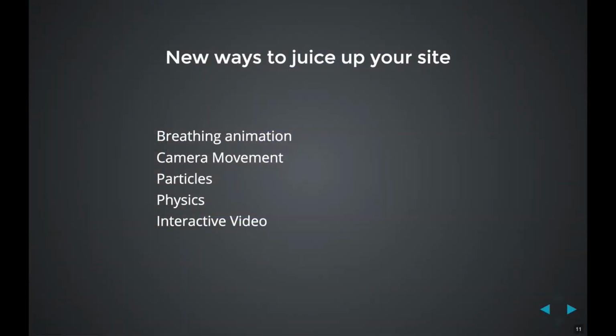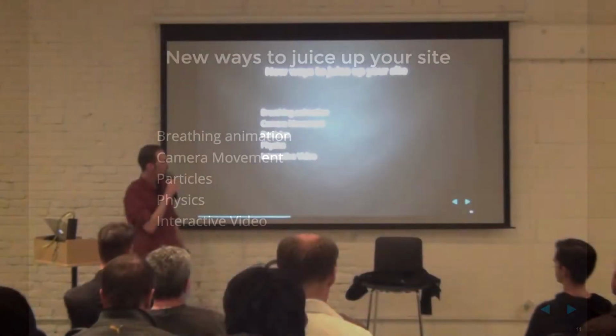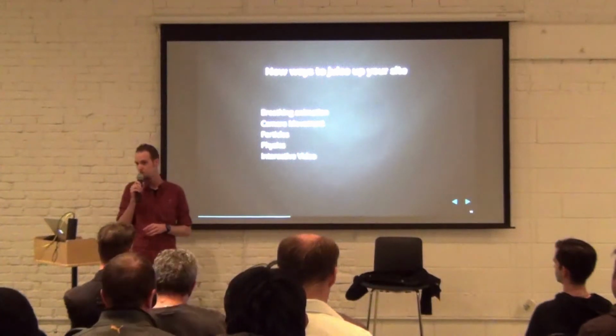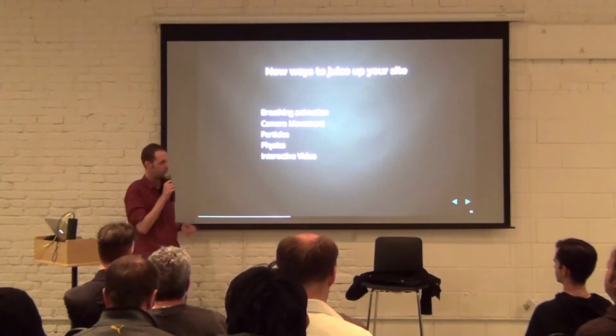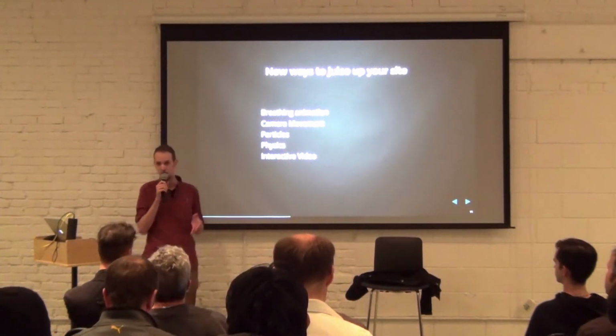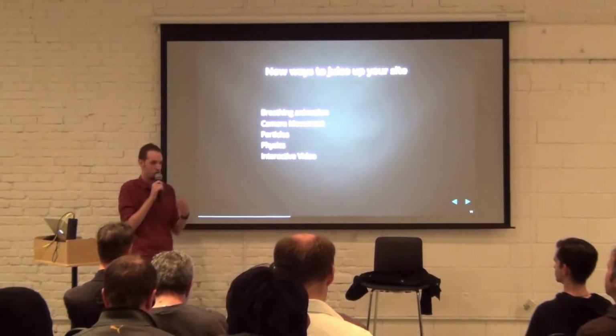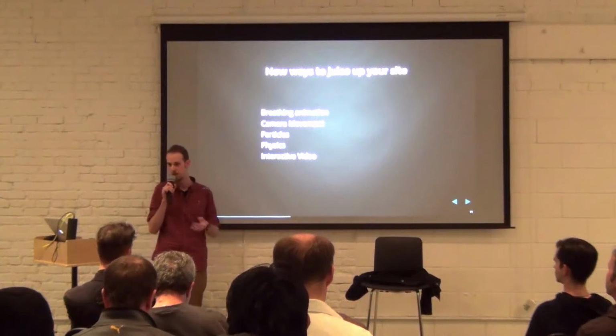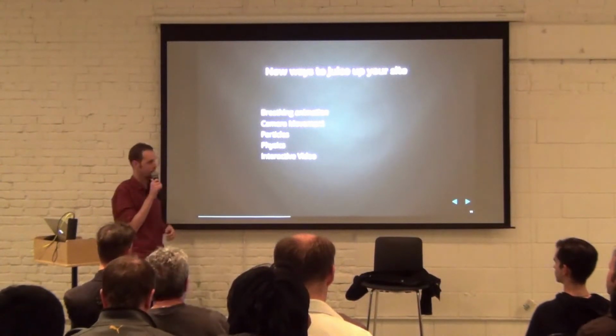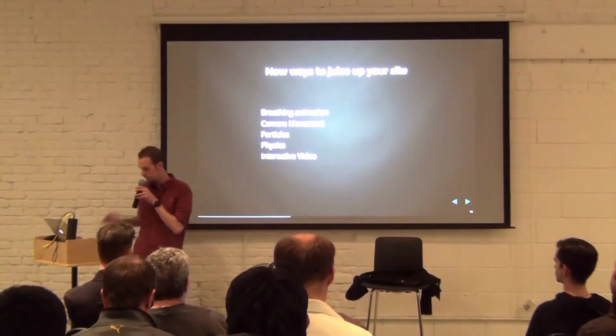So I'm going to be showing 5 ways of juicing up your website. And those are breathing animations, camera movement, particles, physics, and interactive video. For each of those, I'm going to show examples from video games. Then I'm going to show an example of how that can be achieved in a website. And lastly, I'm going to show you how that can be implemented in a website, how I did it or how other people did it. Cool, so let's start.